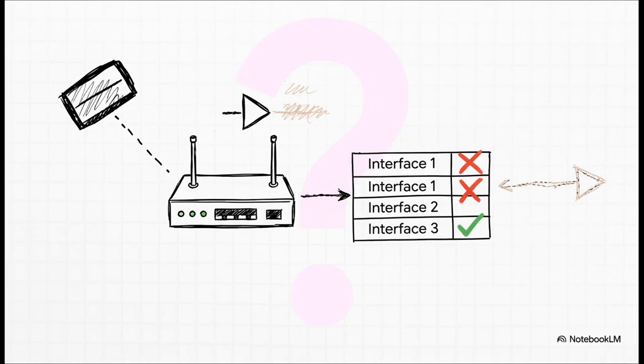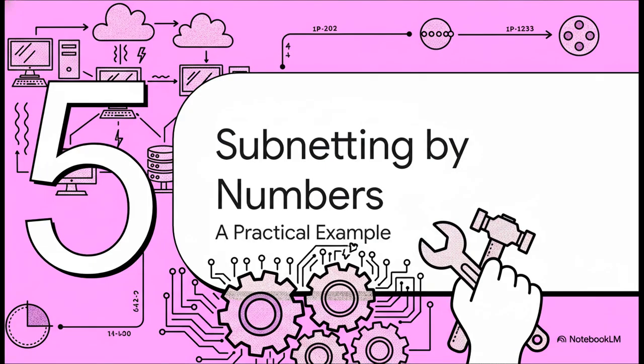A packet comes in, its destination is 192.10.10.50. The router does its quick math and figures out the subnet is 192.10.10.48. It scans its table. Interface 1, nope. Interface 2, not a match. Interface 3, bingo. And just like that, in a fraction of a second, the packet is forwarded out that port and continues its journey. So that's the theory.